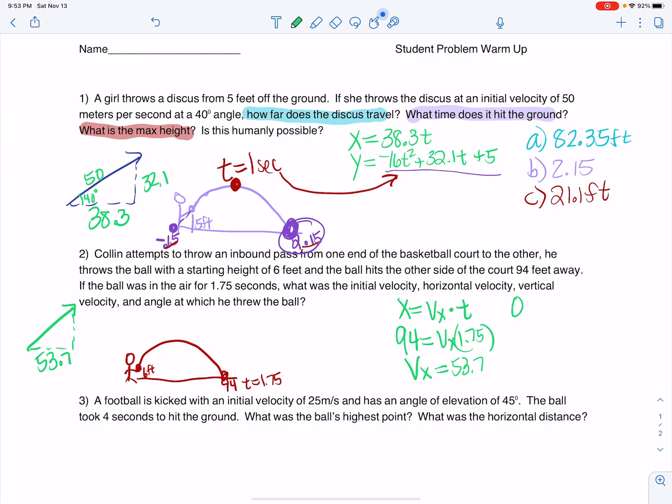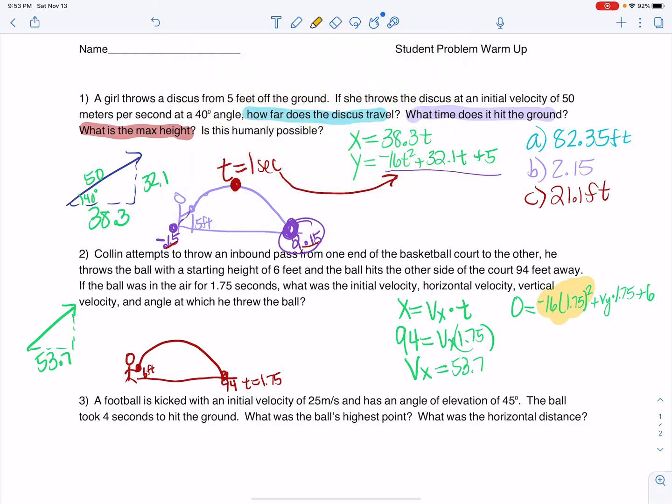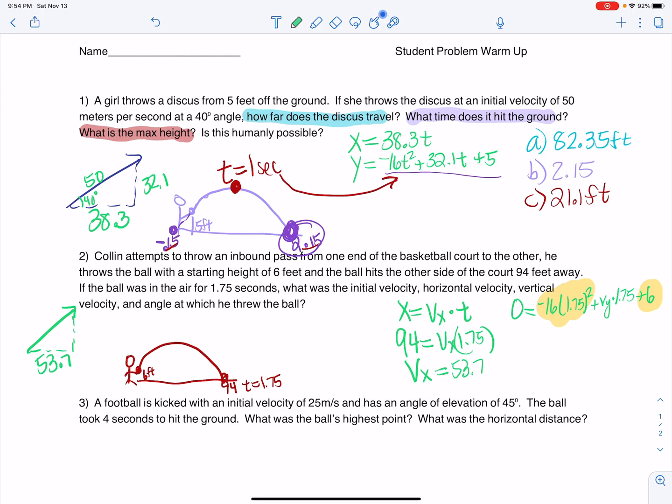And then can't I do the same thing? I'm at the ground, 0 feet, so it's 0 equals negative 16 times 1.75 squared plus V sub y times 1.75 plus 6 because that's the starting height. I'm just going to use a yellow highlighter. This has no t in it or variable, and this has no variable. So I'm literally going to type exactly that in my calculator. 16 times 1.75 squared plus 6. I type the whole thing in. I hit enter. I get a negative 43. Oops. So I'm going to have 0 equals a negative 43 plus V sub y times 1.75.